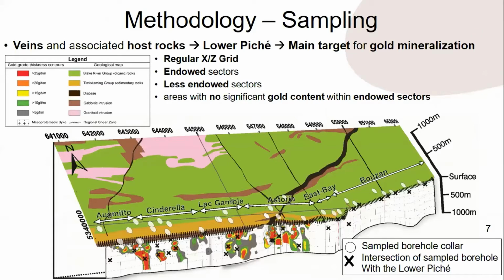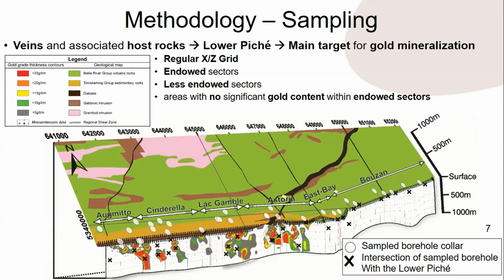So before going into the methodology, I'd like to introduce you to the longitudinal section, which is across the Piché group, and which shows the gold content of the area. As you can see, from Augmitto to Astoria, we have several ore chutes with important gold contents. But as we progress towards East Bay and Bouzan, we can see there's almost a complete loss of mineralization, except this small patch here, which is kind of hard to see, of 5 grams per ton per meter of gold.